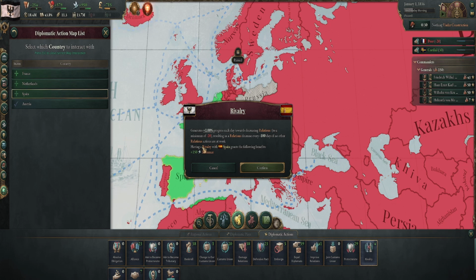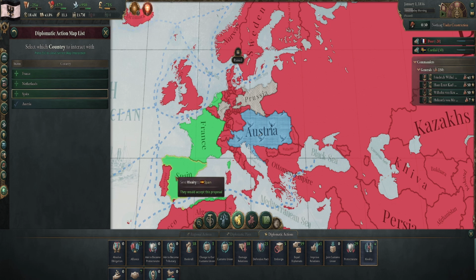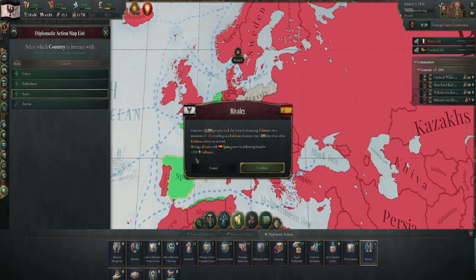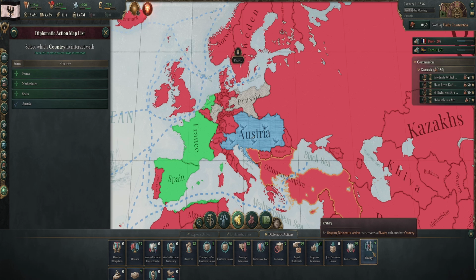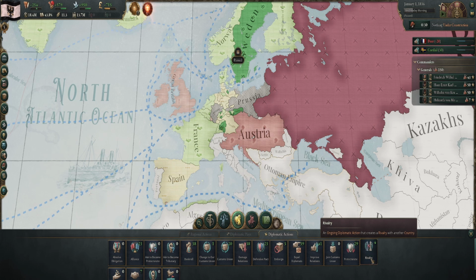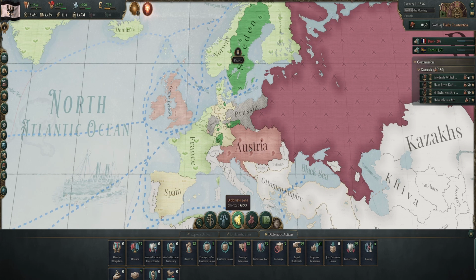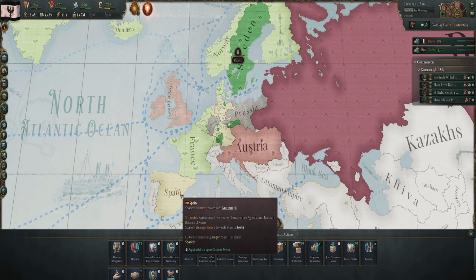So rivalry in this case, just say we go here. As you can see here, we're going to get plus 150 because they are a lesser power, but we're still going to get more influence. Now, here's a catch to this, though. You might want to be a little bit careful when you do that.